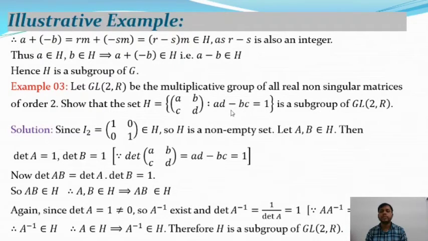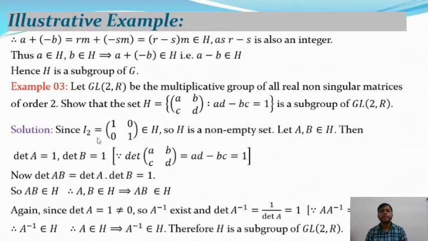So let the set H be equal to the set of matrices [A, B; C, D]. So H is also a 2 cross 2 group, whose elements are in rows A, B and C, D, such that AD minus BC is equal to 1. That means the determinant value of H is equal to 1. Show that H is a subgroup of GL(2, R). So here is the solution.